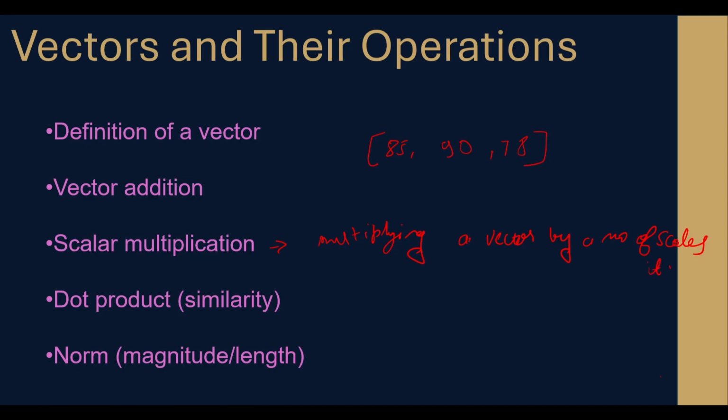The next one is the dot product, an operation that measures similarity between two vectors. And lastly we will talk about norms, which give the length or magnitude of a vector. It is useful for measuring distance in machine learning. I hope the basic understanding of vectors is clear now, so we'll go to the notepad for a detailed explanation.